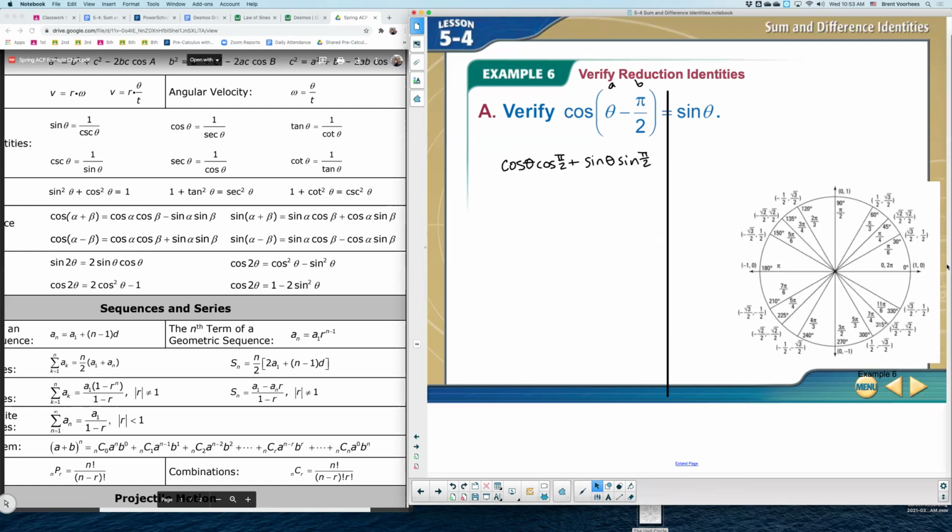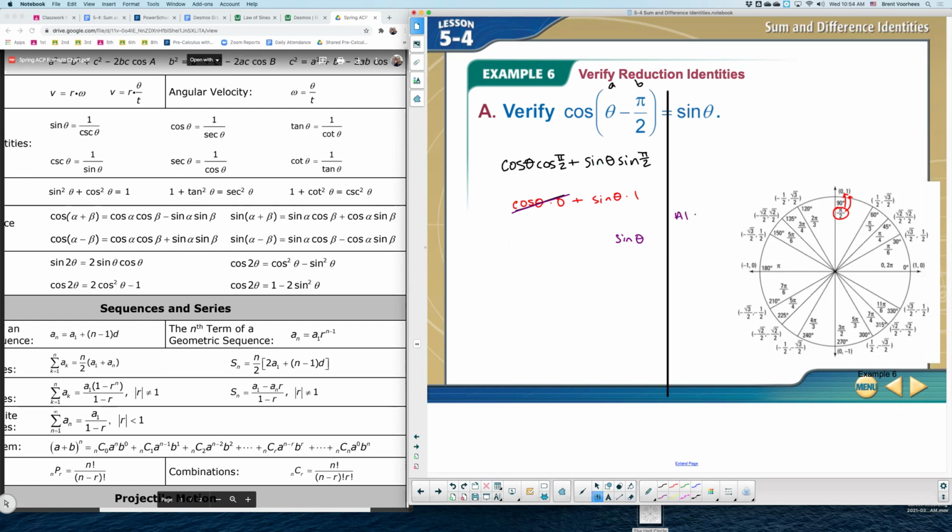Here's pi over 2. The cosine of that is 0. So basically I have cosine theta times 0 plus the sine of pi over 2, that's 1. I wrote that in the opposite order, I'm sorry. Sine theta times 1. There we go. That's the correct order. Let me change colors. That would cancel out because 0 times anything is 0. And so you're just left with sine theta.